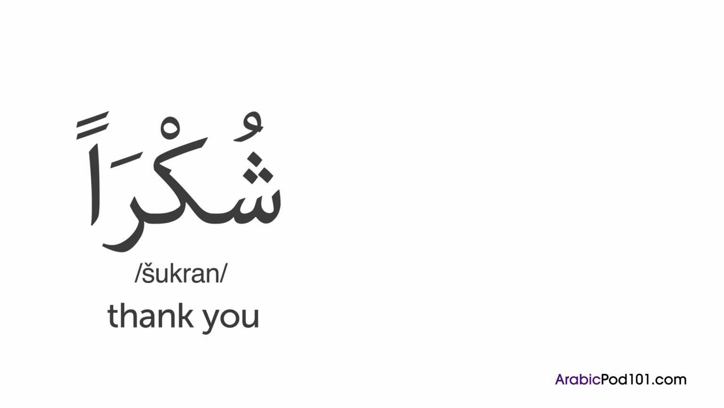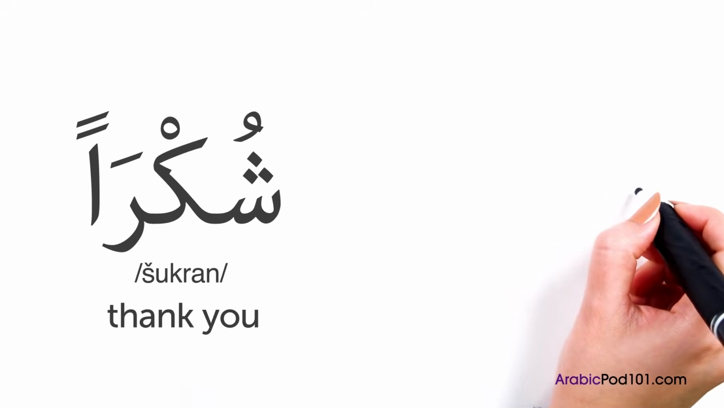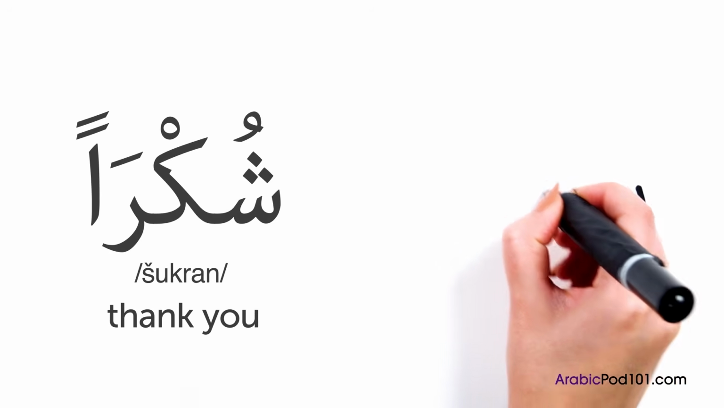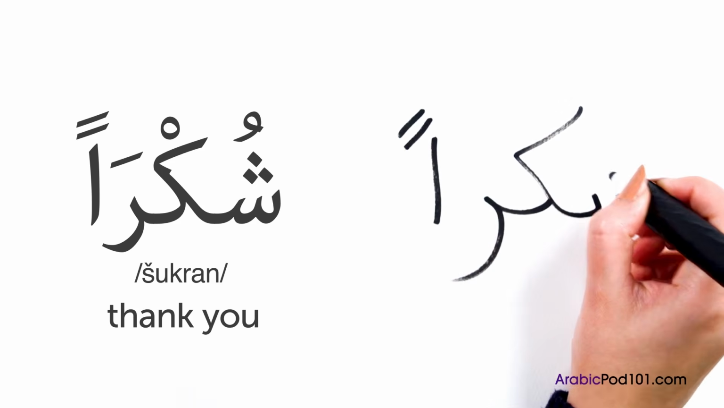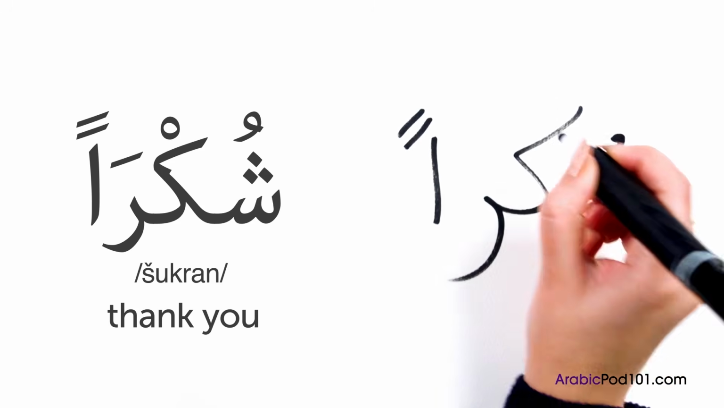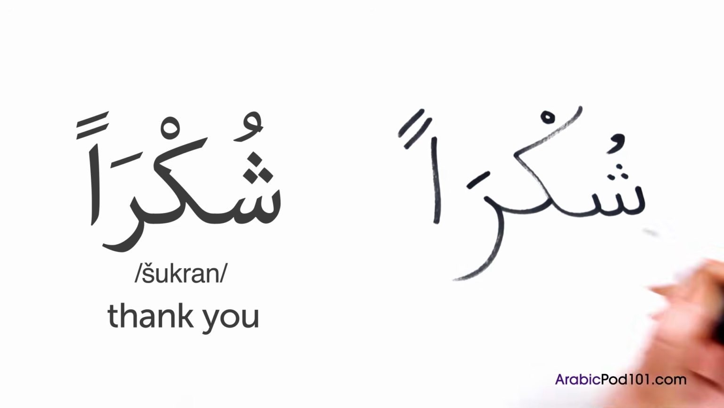Now let's combine all the voweling signs we learned so far and make some new words. Shukran. Thank you. With a dhamma on the sheen, a sukun on the kaf, a fatha on the ra, and a tanween fatha on the alif.